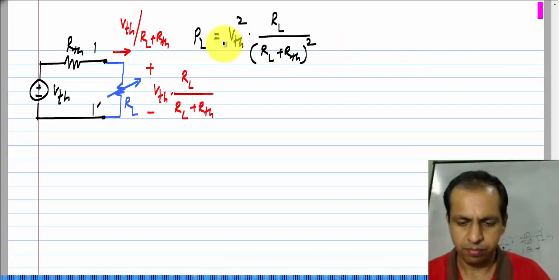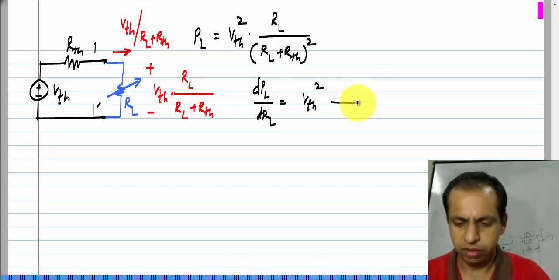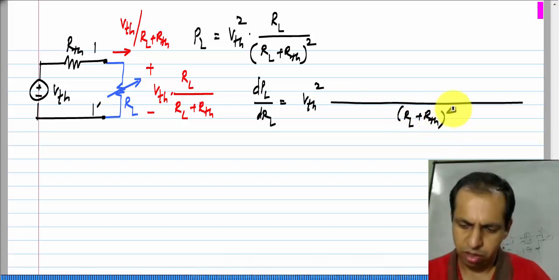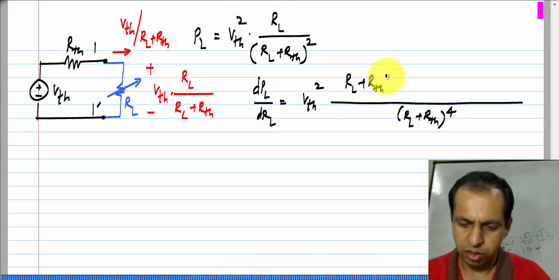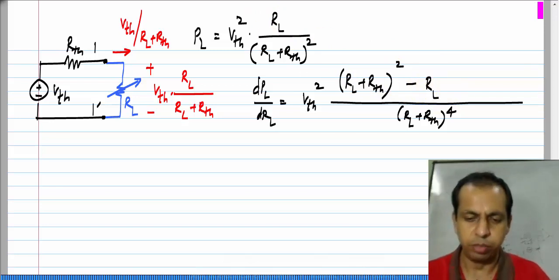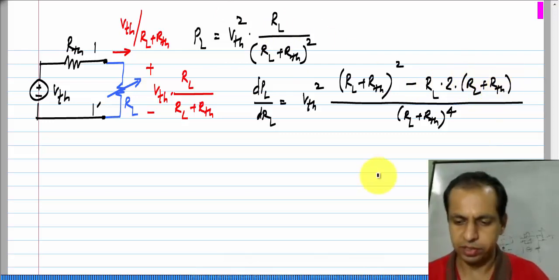Now, by differentiating this with respect to RL, which is our variable here, which is what we are allowed to vary, we have VTH square, which is a constant as far as we are concerned, and the denominator will be squared. We will have denominator times the derivative of the numerator, which turns out to be RL plus RTH square times the derivative of RL, which is 1, minus the numerator RL times the derivative of the denominator, which is 2 times RL plus RTH.